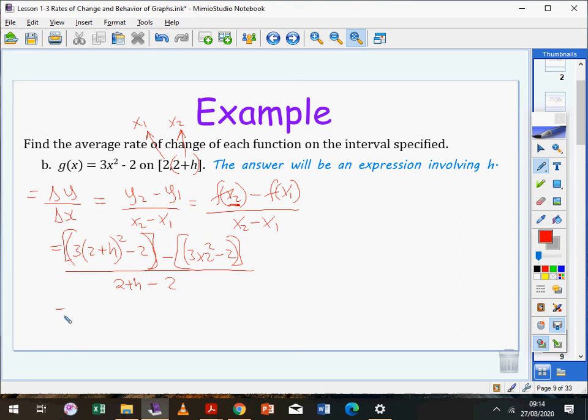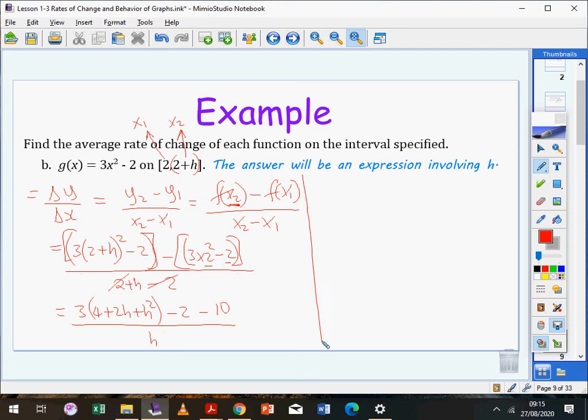If I simplify this, which is 3 open brackets, 2 plus h squared is 4 plus 4h. This is just expanding. You can do this slower on your own. Minus 2, minus 3 times 4 is 12, 12 minus 2 is 10. So that's negative 10. Everything divided by 2 plus h minus 2. The positive and negative 2 cancel, so I'm only left with h.